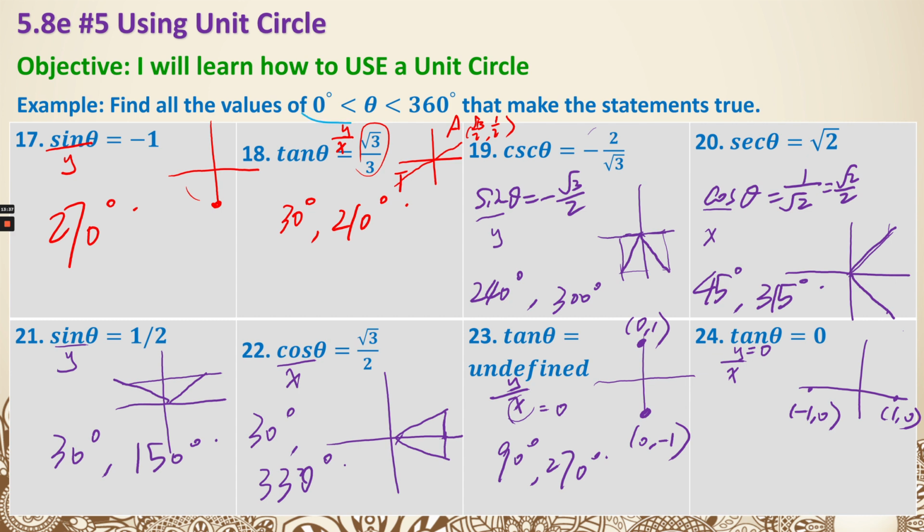The question gave you a range of the values you can pick. It is from 0 degrees to 360 degrees, but not including 0 degrees nor 360 degrees. So even though 1, 0 satisfies this tangent theta equals 0, we're not including that point, because that angle is going to be a 0 degree angle. So this question only has one answer, which is 180 degrees.